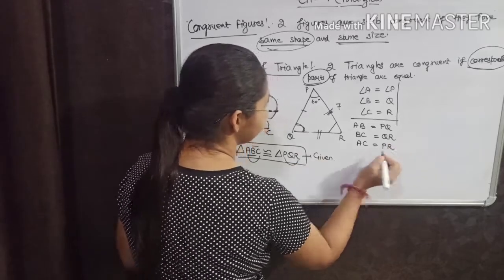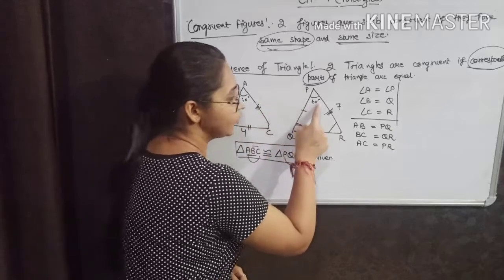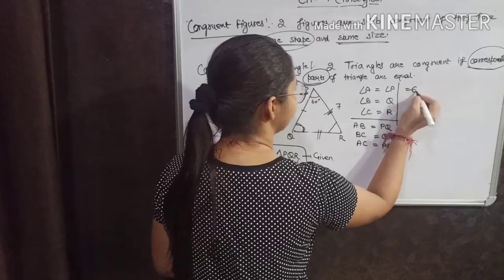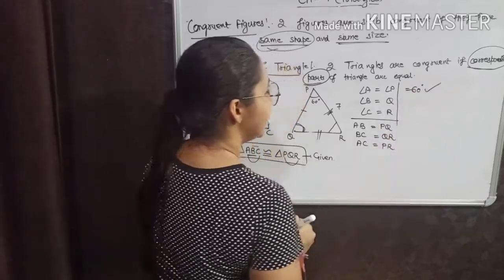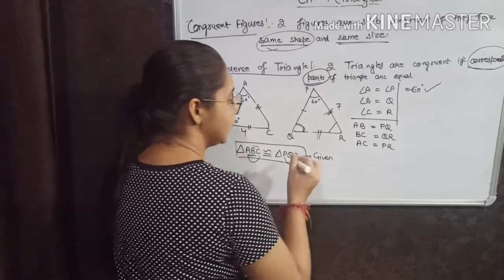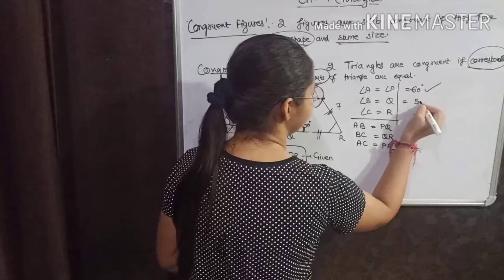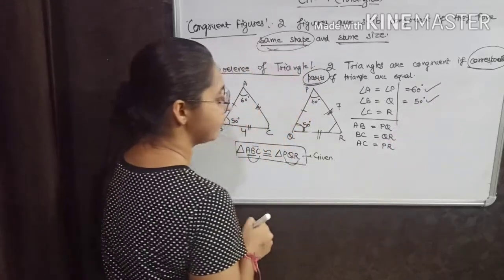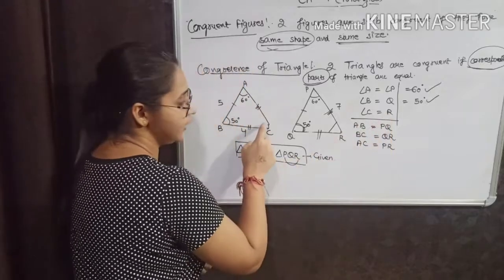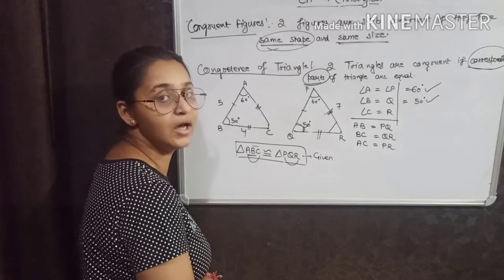Now, angle A is equal to angle P. It is already given. Both are equal, 60 degrees. Fulfilled. Angle B is equal to angle Q. Angle B is 50 degrees, so angle Q will be 50 degrees. First value that we have found. Now, angle C is equal to angle R. But now we don't know the value of angle C, so we cannot find the value of angle R.